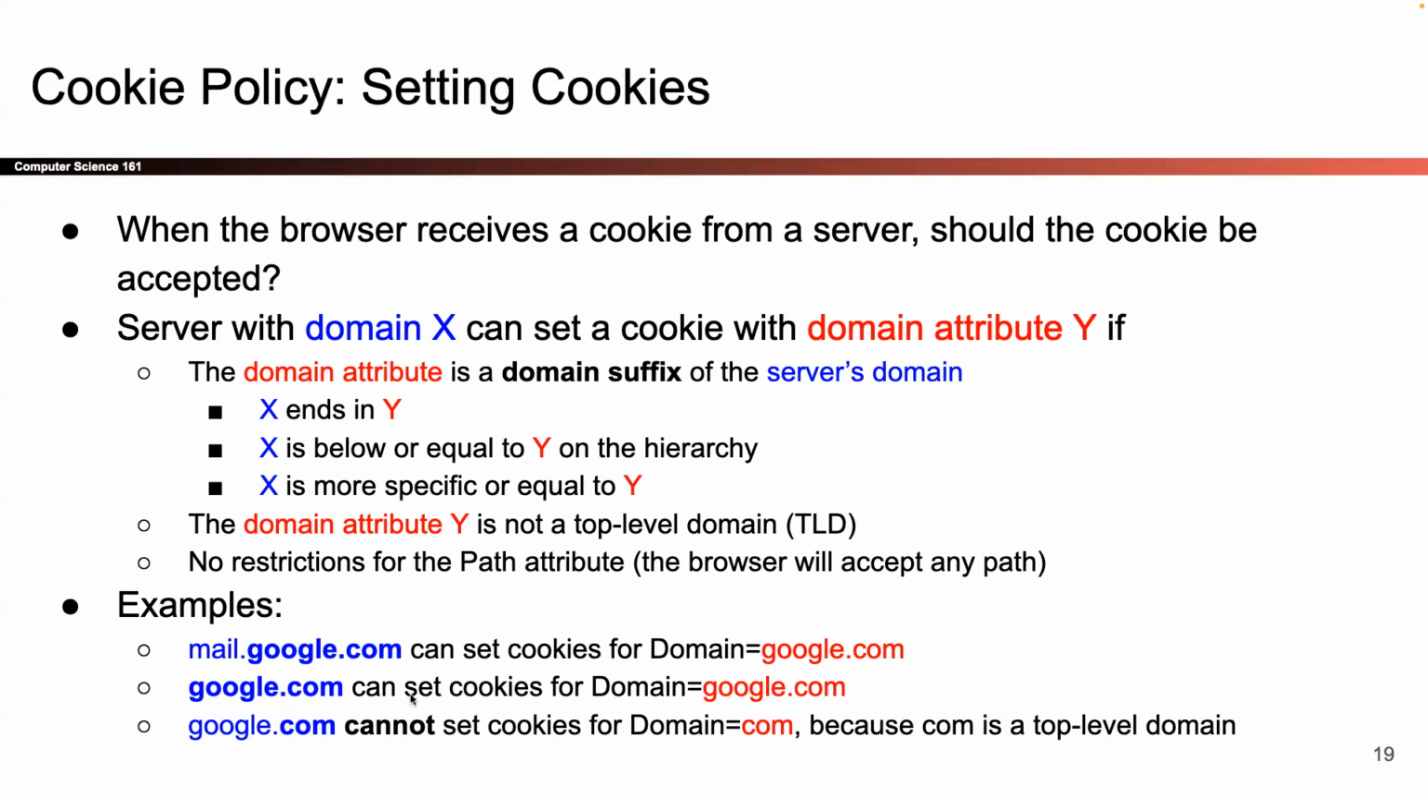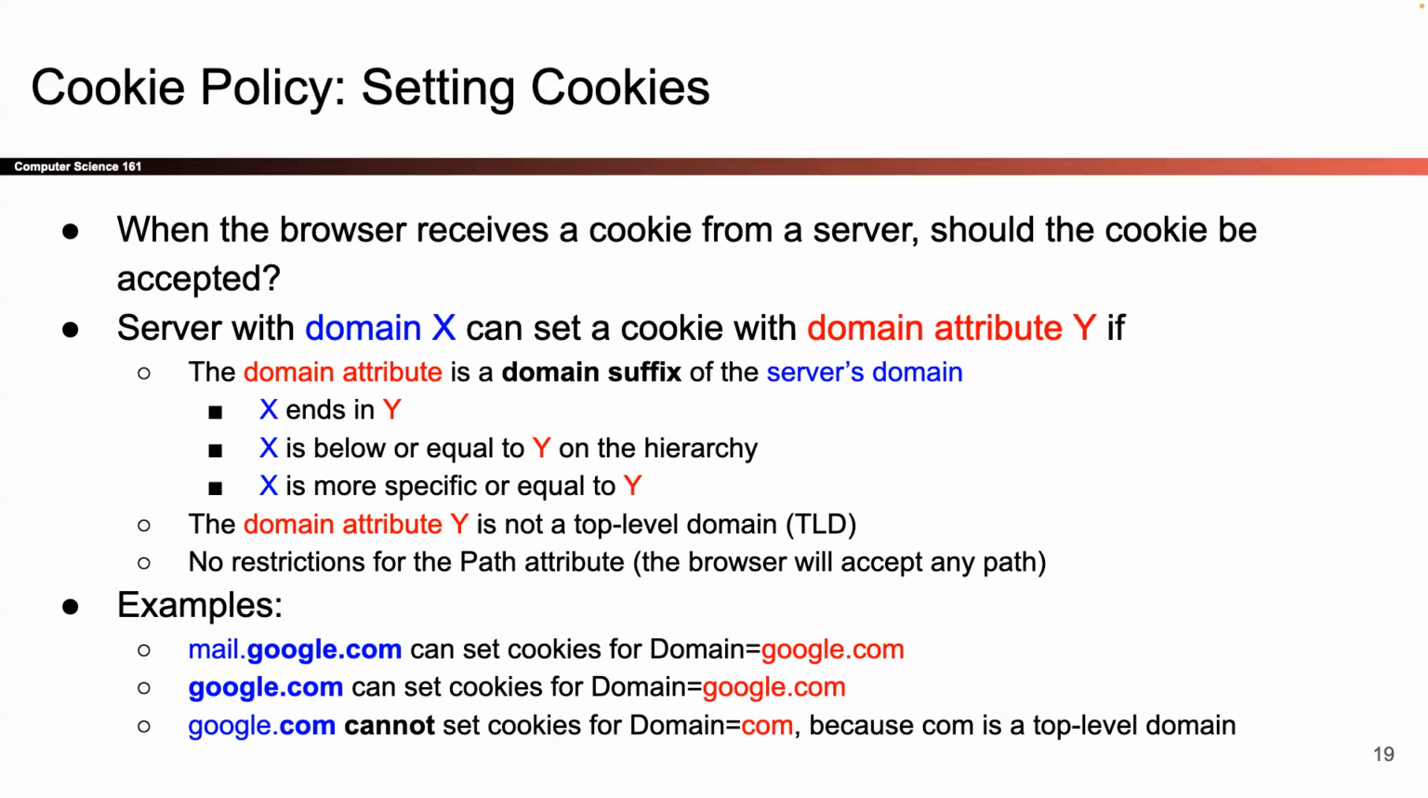Okay. And just like we said from before, if you make a request to google.com and you get a cookie with domain google.com, also accepted because it ends in google.com. Is google.com below or equal to google.com on the hierarchy? Well, yeah, they're the same thing on the hierarchy. Is it more specific or equal to google.com? Yes. So ultimately, once you get the hang of it, it is a little bit mechanical.